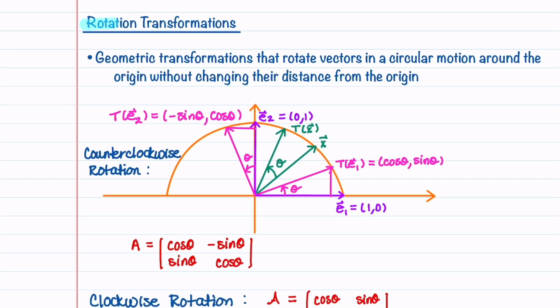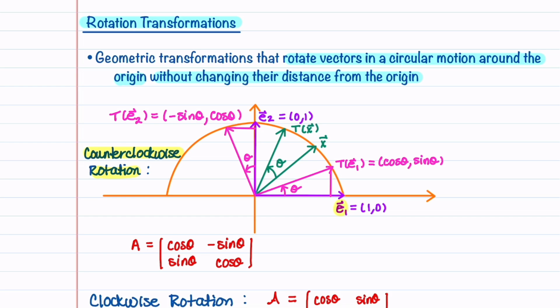Now let's review rotation transformations. A rotation transformation is just a geometric transformation that rotates vectors in a circular motion around the origin without changing their distance from the origin. And I have this plotted here. We're first going to look at counterclockwise rotation. So what's going to happen is we're going to see how E1 and E2 transform.